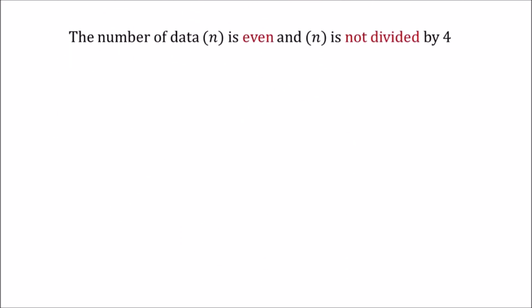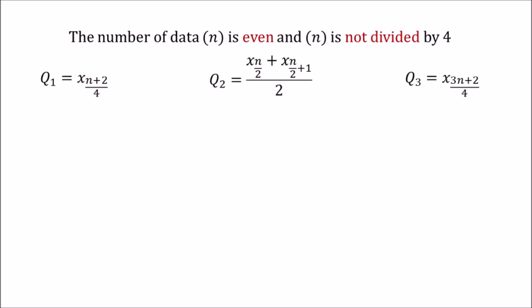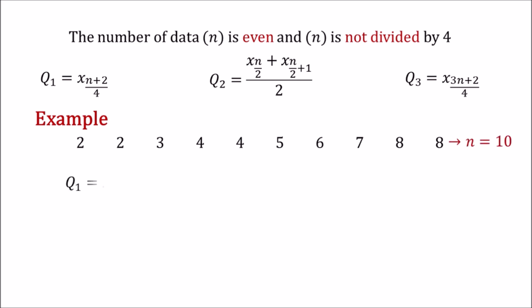Fourth, if the number of data, n, is even, and n is not divided by 4, the quartile is as follows. Example. Given data like this. The number of data is 10, so the quartiles are as follows.